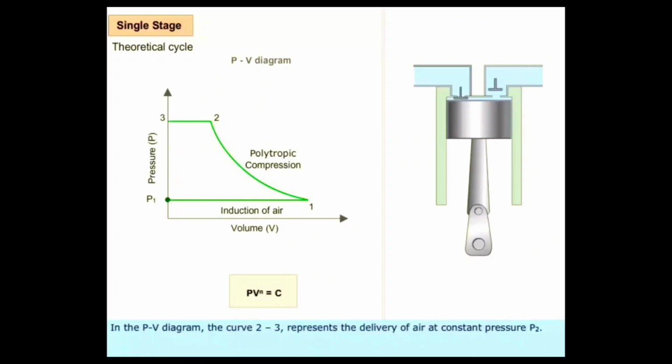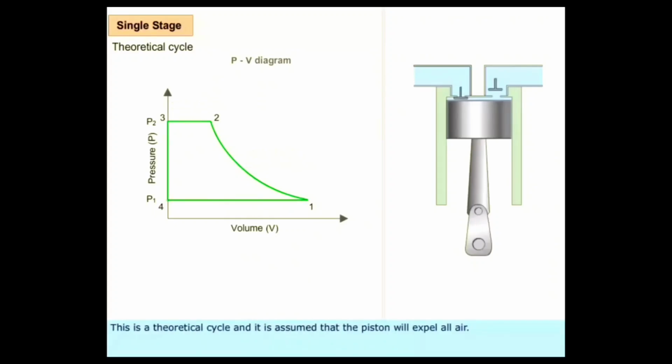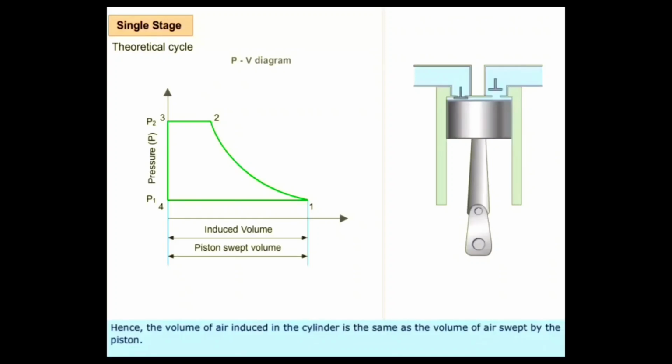In the PV diagram, the curve 2, 3 represents the delivery of air at constant pressure P2. The delivery of compressed air stops before it reaches point 4. This is a theoretical cycle, and it is assumed that the piston will expel all air. Hence, the volume of air induced in the cylinder is the same as the volume of air swept by the piston.